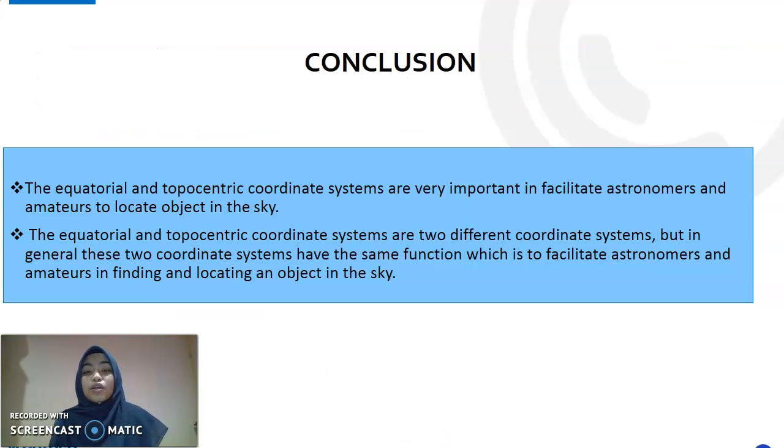Okay. In conclusion, the equatorial and topocentric coordinate systems are very important in facilitating astronomers and amateurs to locate objects in the sky. The equatorial and topocentric coordinate systems are two different coordinate systems, but in general, these two coordinate systems have the same function, which is to facilitate astronomers and amateurs in finding and locating an object in the sky.